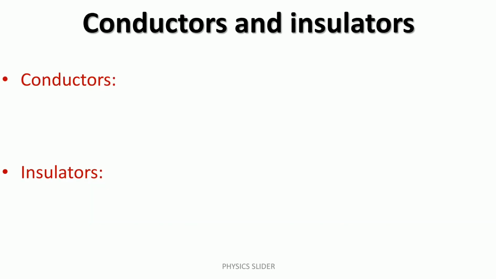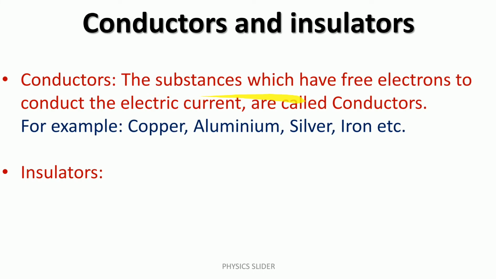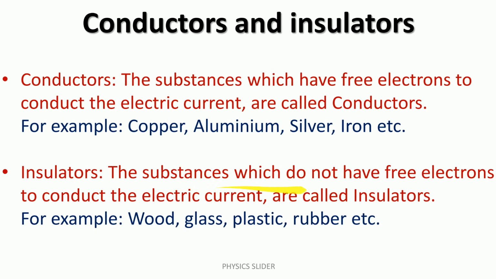Conductors: the substances which have free electrons to conduct the electric current are called conductors. For example, copper, aluminium, silver, iron, etc. Now come to insulators. The substances which do not have free electrons to conduct the electric current are called insulators. For example, wood, glass, plastic, rubber, etc.